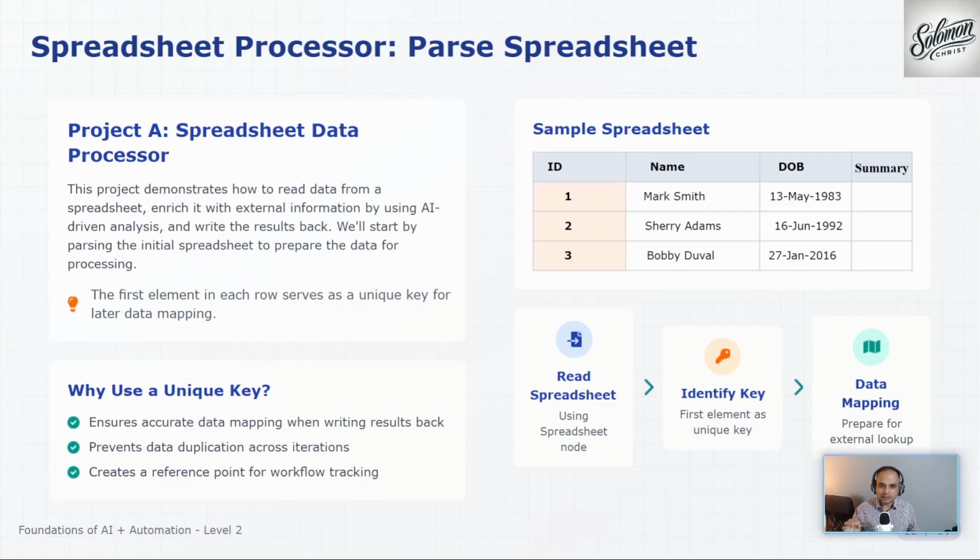The first thing that we're going to do is we're going to create this sample spreadsheet. Then we're going to read the spreadsheet using n8n. Then we're going to identify the key, which is the ID, and then we're going to map the data accordingly and take it in and actually grab the name and the date of birth and pass that over to OpenAI. So go ahead, take a moment. I'm going to pause it right here on the screen. All right, and that's going to give you an opportunity to write this information in.